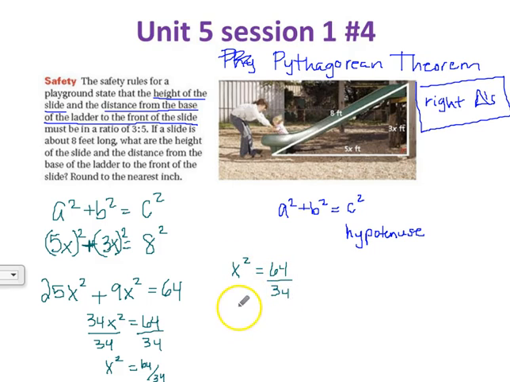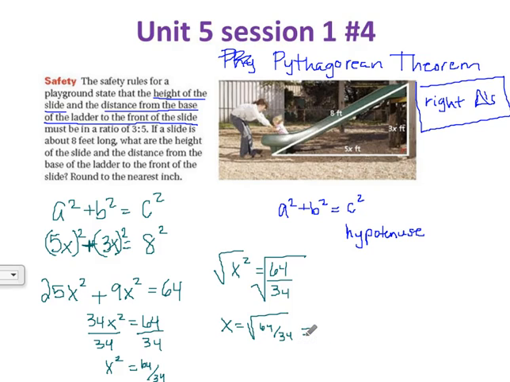We need to get x all alone. So let's go ahead now and take the square root of both sides. To get x alone, x is being squared. To undo a square, we take the square root. That's the opposite of squaring something. Take the square root of both sides, and we get x equals the square root of 64 over 34.